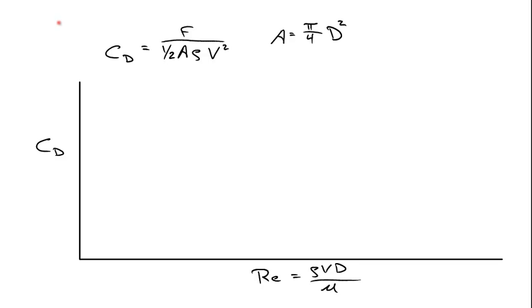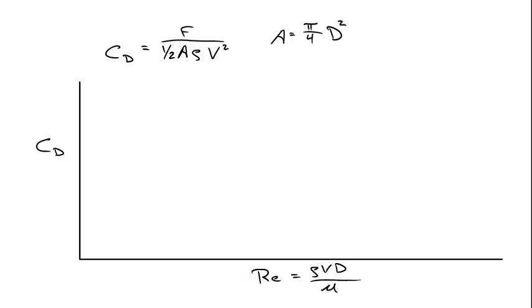So let's say you did a whole bunch of experiments, and in each experiment you measure the force of drag, and you look at a particular diameter sphere, or a particular cross-sectional area, a particular density of the fluid, and a particular velocity. So if you know all these parameters, you can calculate the coefficient of drag. And for a given experiment, you know the density of the fluid, its velocity, the diameter of the sphere, and the viscosity of the fluid.